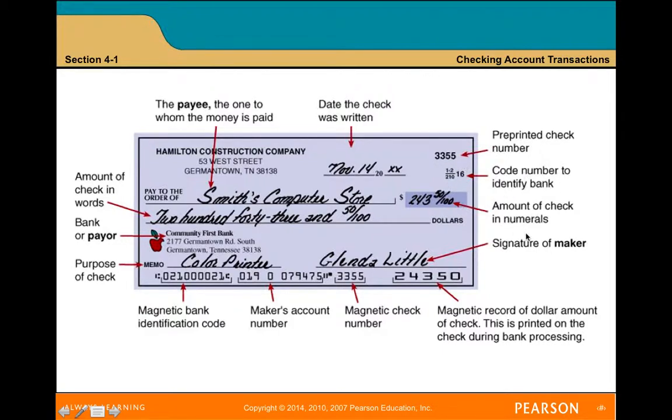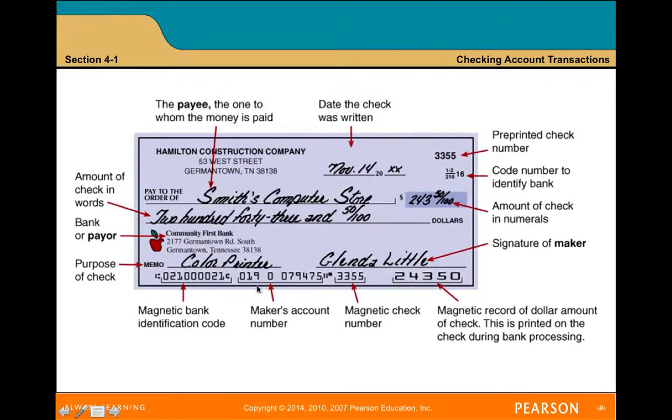The amount of the check in numerals goes right here, so you put 243 and then 50 over 100, or just 0.50. Usually, and I've had a chance to work at a bank before, what the representative in the bank is going to look for is the written amount first. So that's normally the one they're going to go for, and then they're going to see if there's a mismatch between these two. The signature of the maker goes in the bottom right side.